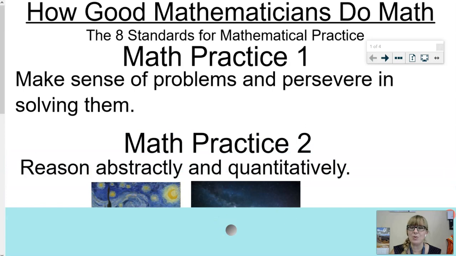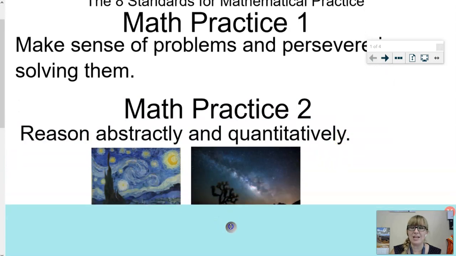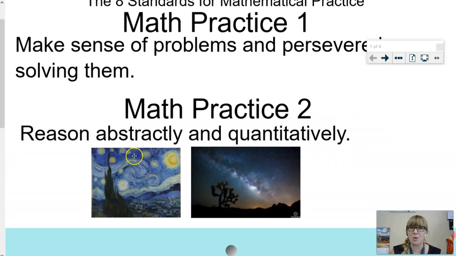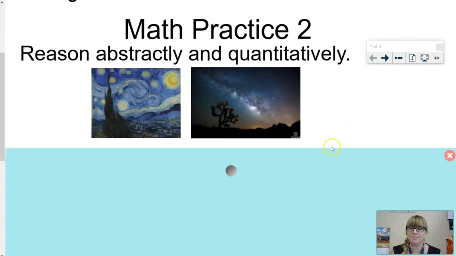Math practice 2 is reason abstractly and quantitatively. We have these images here to remind us that abstract and quantitative are both representations of the same thing. Quantitative refers to the real life, using units of measure and realizing that we do math to answer questions about the real world. Abstract is us using symbols or other abstract representations to help us answer the questions that we have about real life. So these are very connected.